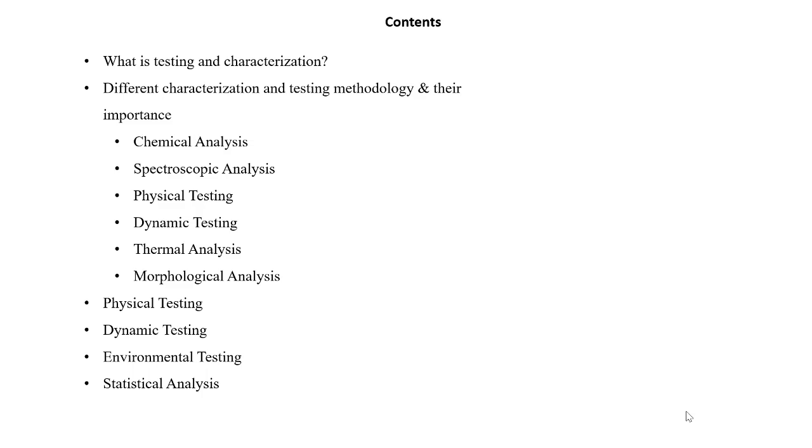So we've gone through the definition of testing and characterization, then different types of testing and their importance, and some of them are described here. And then we have gone through particular testing in detail. For example, physical testing, which we've learned for like 2-3 lectures, and so the in-depth importance of that. And then the environmental testing and statistics also a little bit. So I'm going to give a brief recap of all these topics.